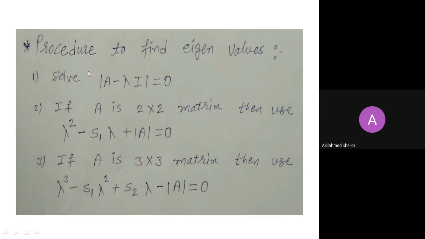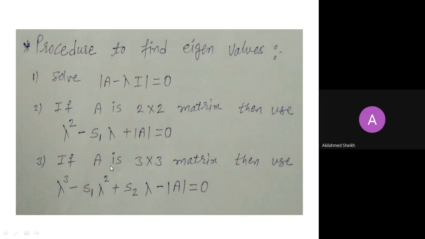Now here, procedure to find eigenvalues. First of all, we solve determinant of A minus lambda I equal to 0. If we use the usual method, it is difficult to solve this equation for a 3 by 3 matrix. If A is a 2 by 2 matrix, then we use the simple formula lambda square minus S1 lambda plus determinant of A equal to 0.